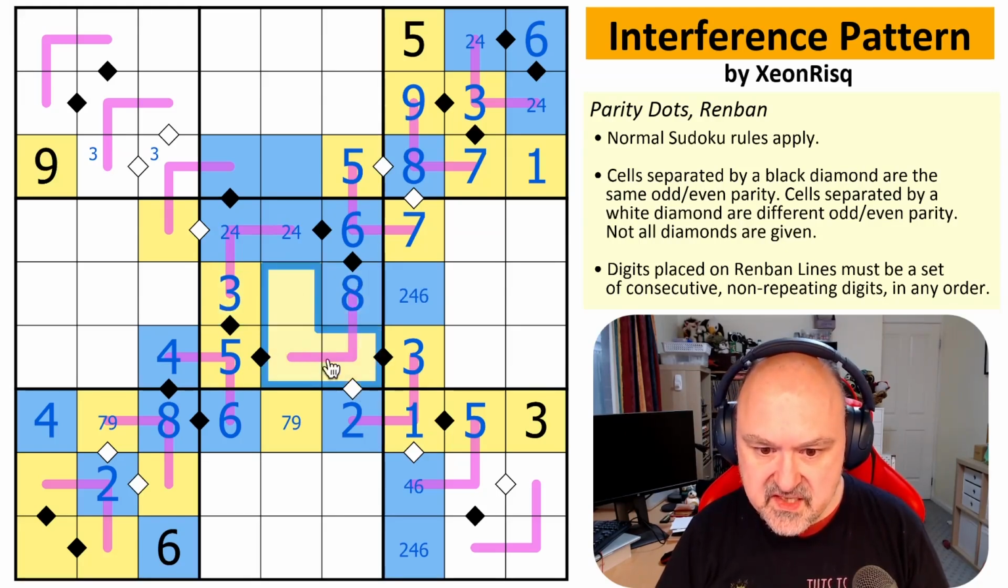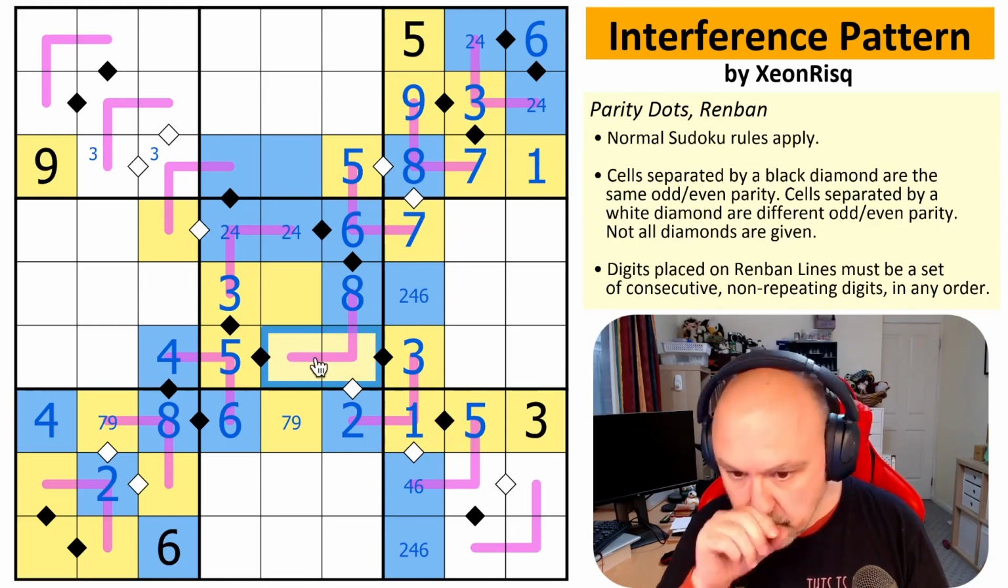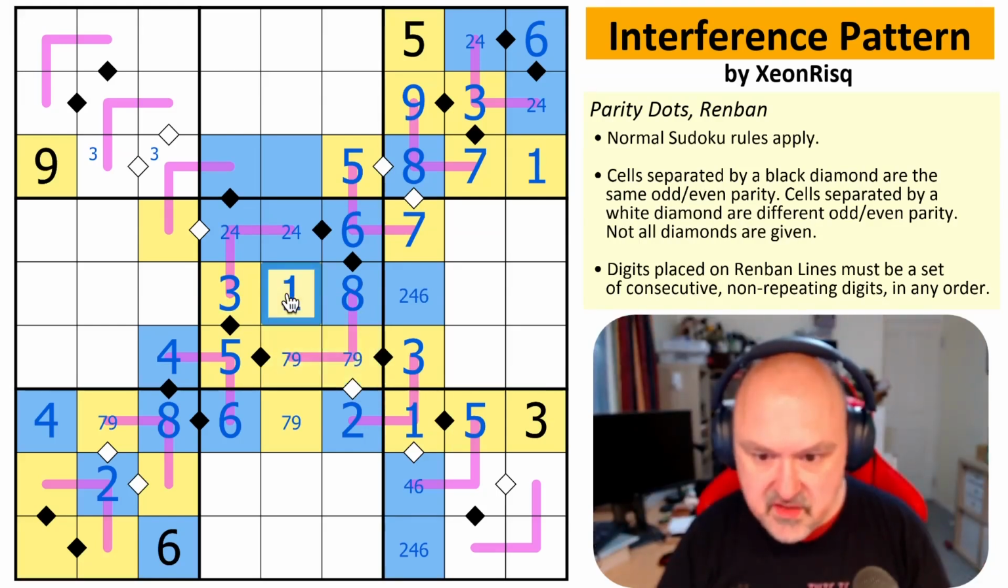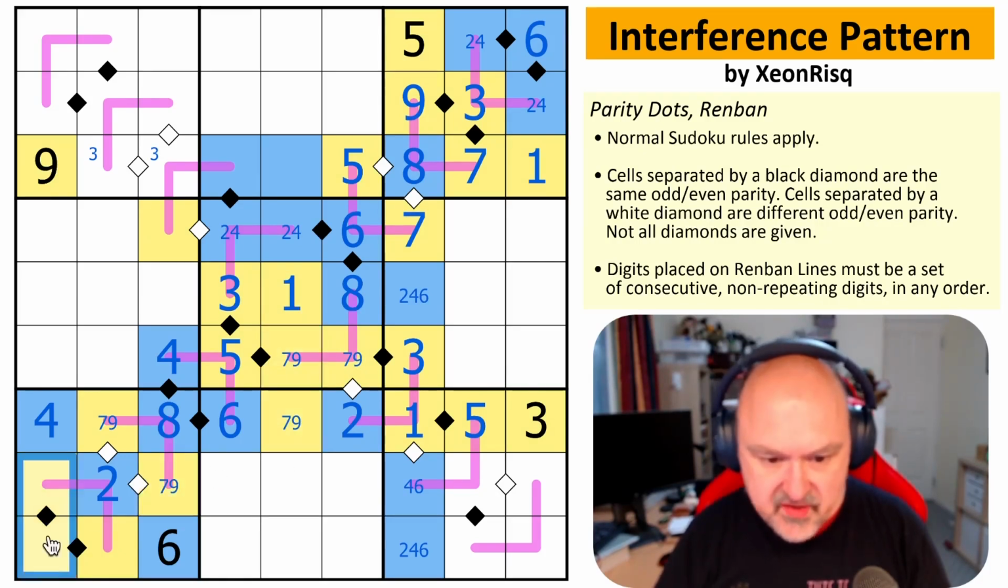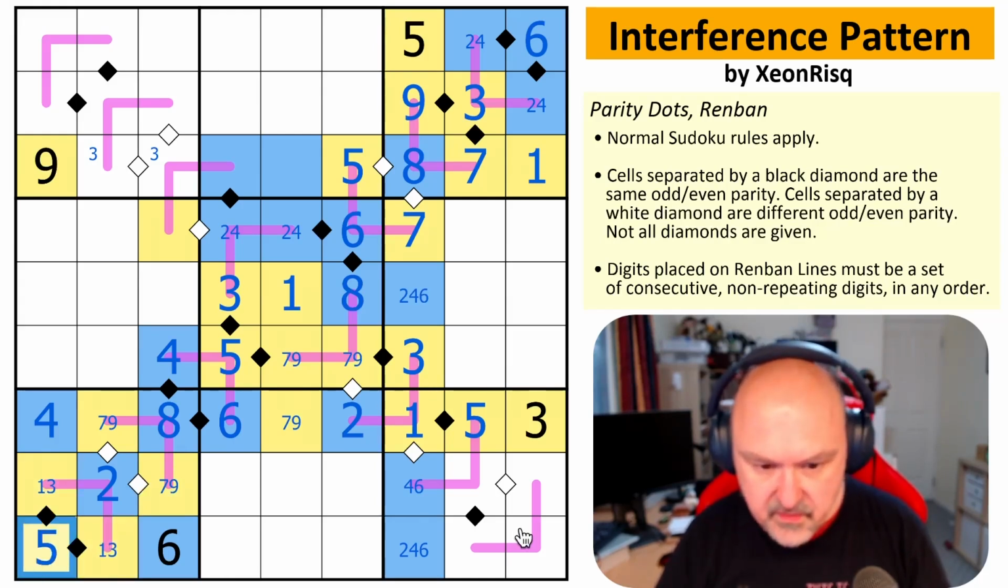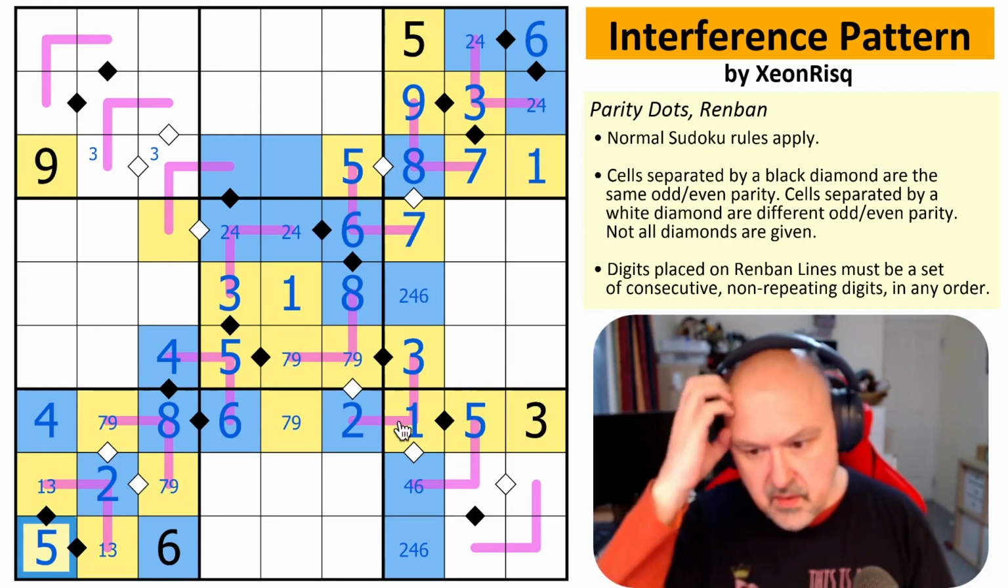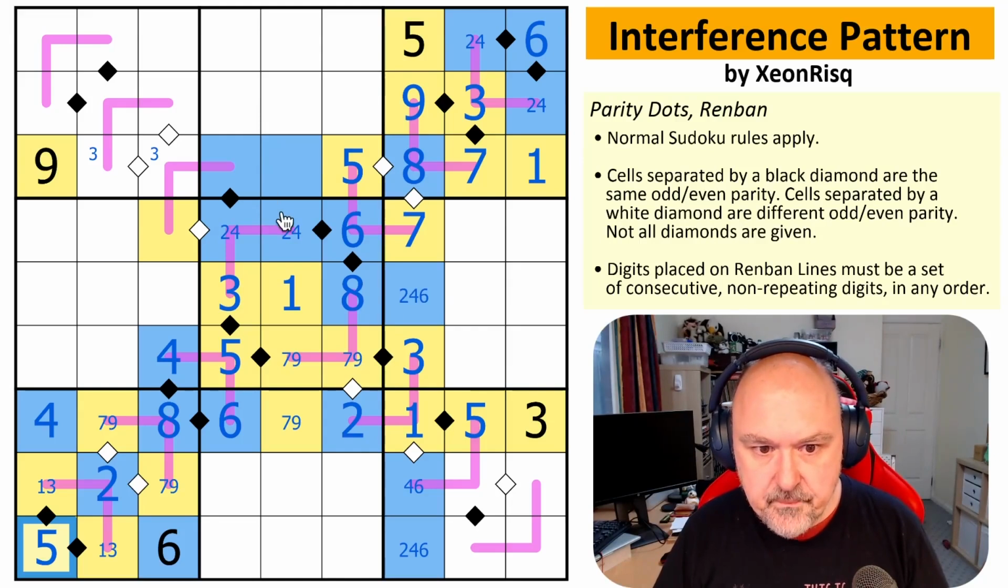Now, 8 can only connect to 2 odd digits, 7 and 9, so this becomes a 1. There's a 7-9 pair. 8 can only connect to 2 odd digits, 7, 9. 2 can only connect to 2 odd digits, 1 and 3, so this becomes a 5. Okay, so these are 2, 4, 6. That's not 6, so I've got a 2, 4 pair.